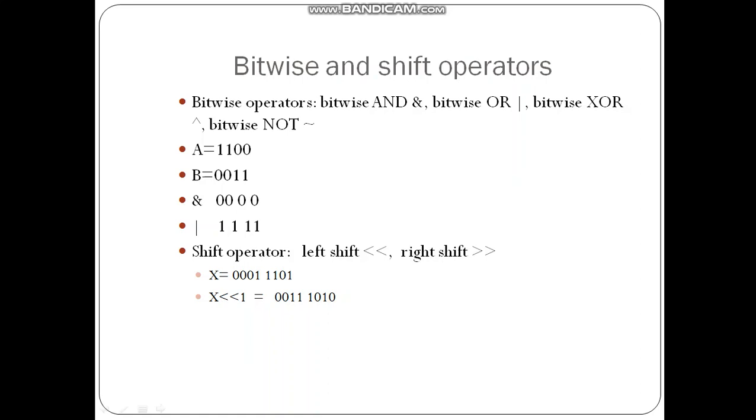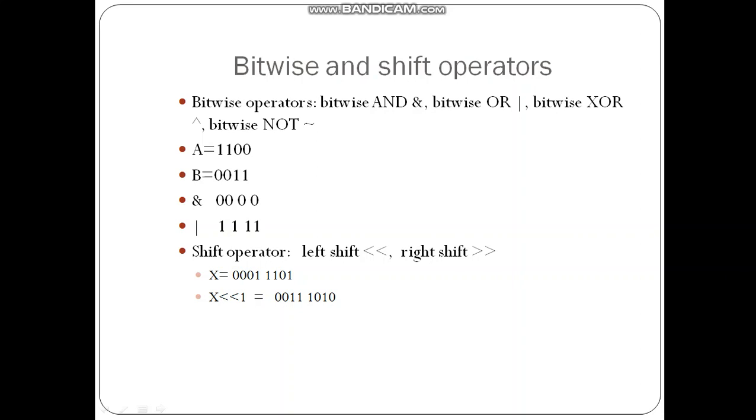Now for example, consider a equal to 1100, then b equal to 0011. So here the operations are done at bit level. Now suppose we are going to perform bitwise AND. Then 1 and 0 is 0, 1 and 0 is 0, 0 and 1 is 0 and 0 and 1 is 0. Again if we perform bitwise OR, then 1 or 0 is 1, 1 or 0 is 1, 0 or 1 is 1 and 0 or 1 is 1. Shift operators can be left shift and right shift. This is the symbol for left shift and this is the symbol for right shift. Suppose this is the value of x we are having.